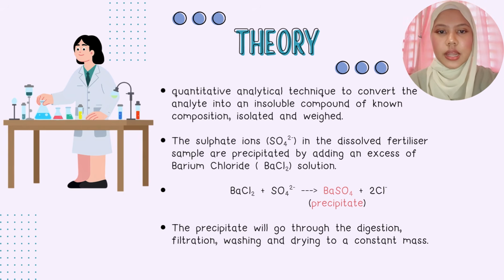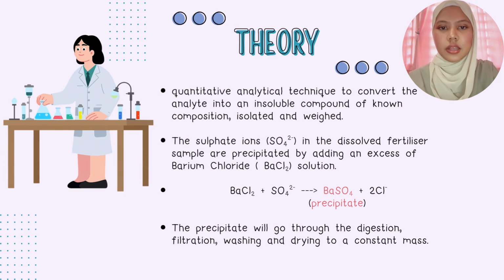The precipitate then undergoes several steps, which are digestion, filtration, washing and drying until a constant mass is obtained. The mass of dried barium sulfate is then used to calculate the amount of sulfate in the fertilizer sample. Therefore, gravimetric analysis provides an accurate method for determining the sulfate content in fertilizer.